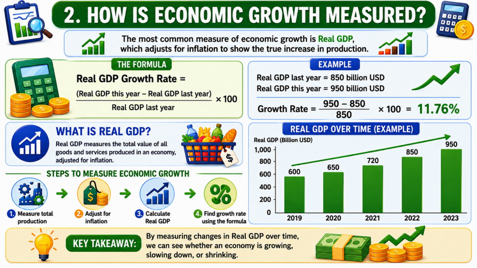To calculate economic growth, economists use the real GDP growth rate formula. The difference between this year's real GDP and last year's real GDP is divided by last year's real GDP and then multiplied by 100 to get a percentage. For example, if real GDP increased from $850 billion last year to $950 billion this year, the economy's growth rate would be approximately 11.76%. The process involves 4 main steps.